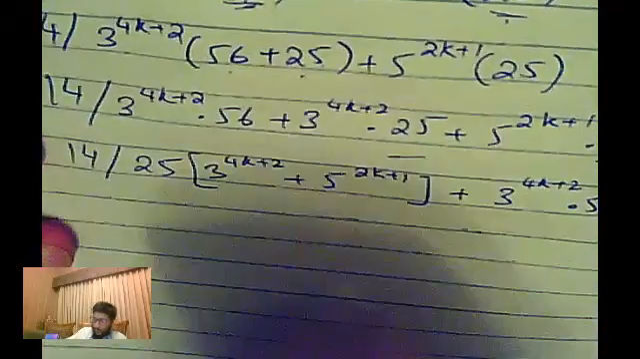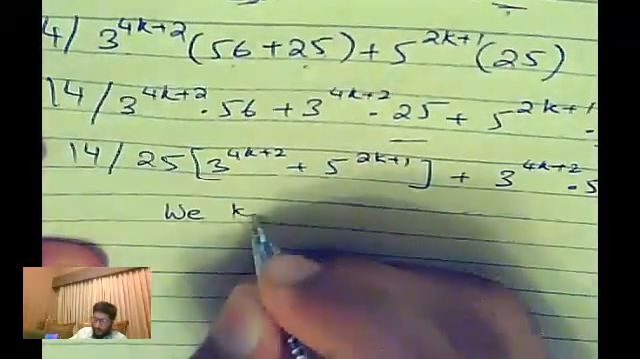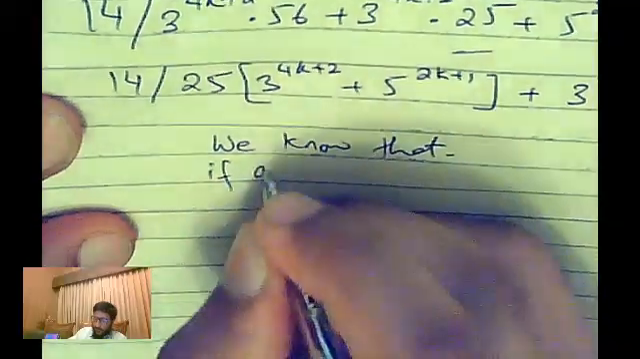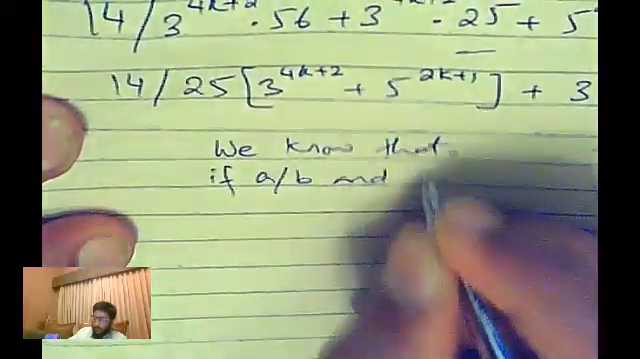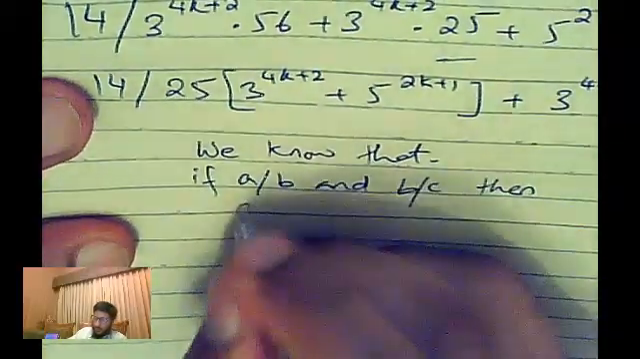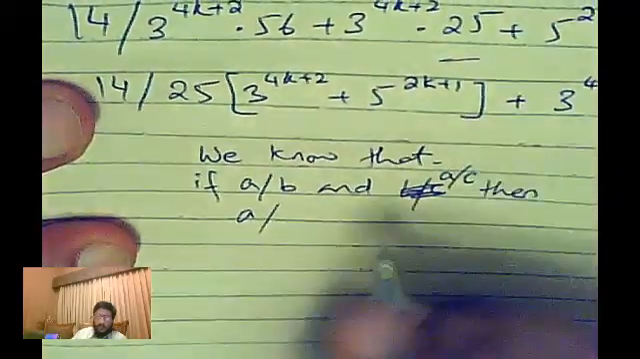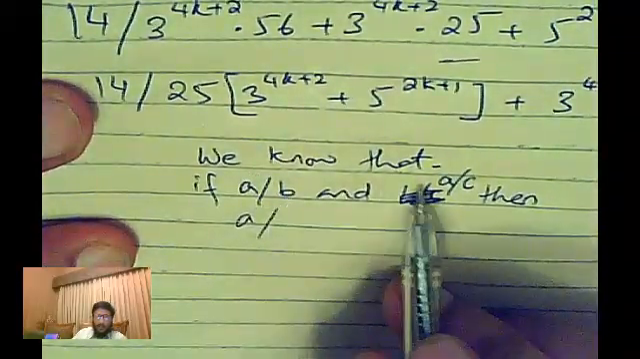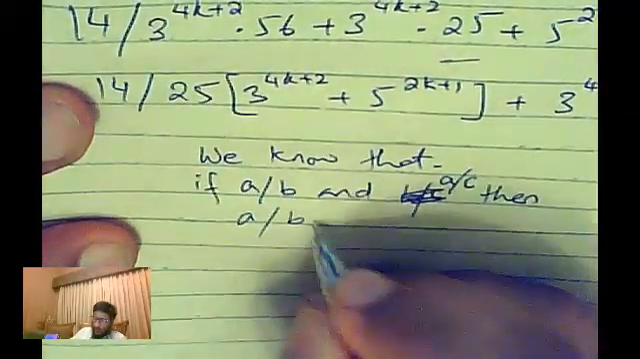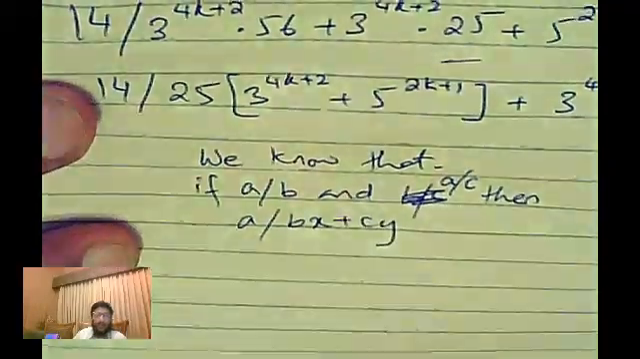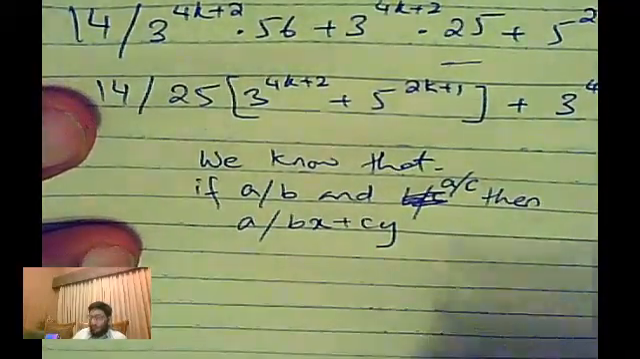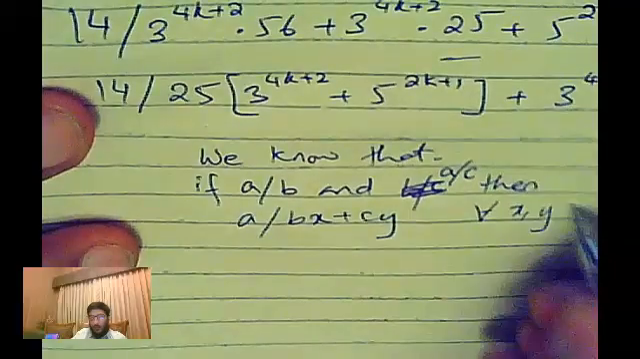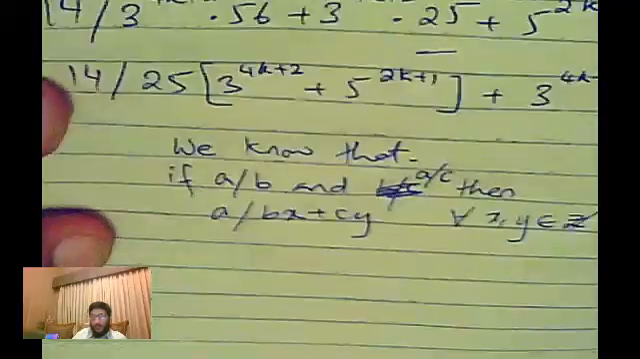And there was a formula that says, we know that if A divides B and B divides C, then if A divides B and A divides C, one number divides two numbers, then A divides bx plus cy, for all x, y belonging to the group of integers.